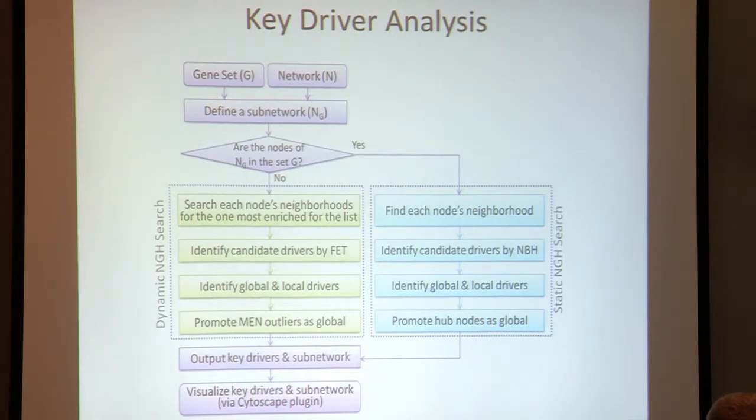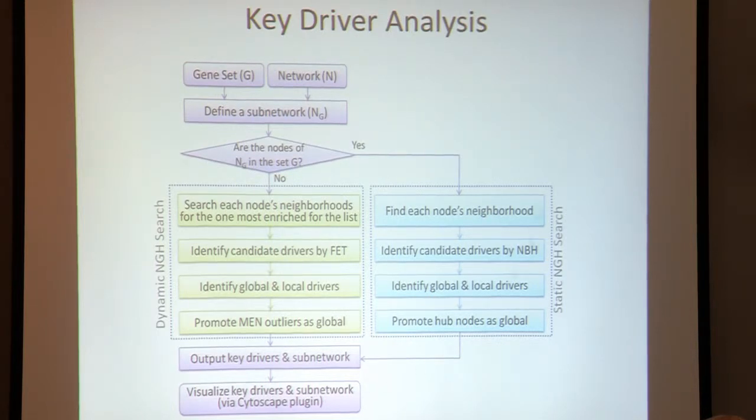I will give more details about this. Basically, you want to check whether some nodes' neighborhoods are more enriched for the gene list. If there is a significant enrichment of the downstream neighborhoods of a particular node for the gene set of our interest, then we claim this particular gene is a potential driver for the input gene list.